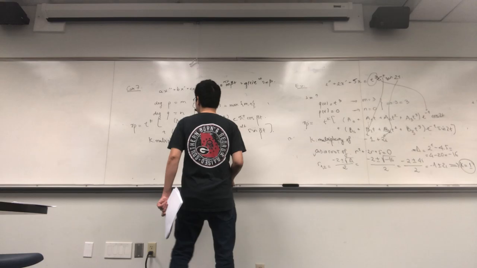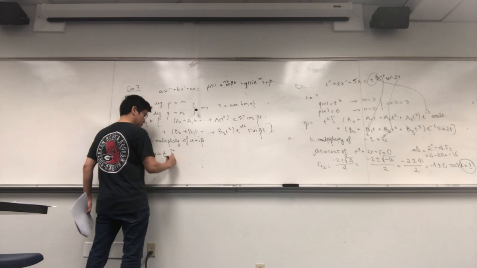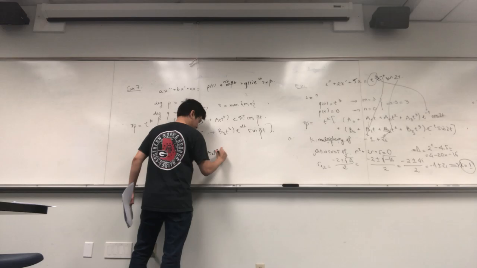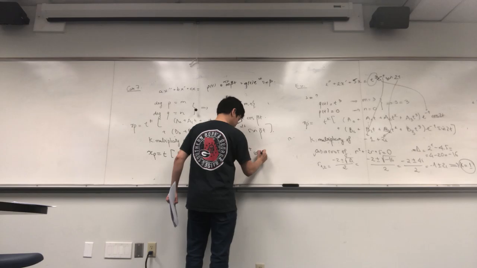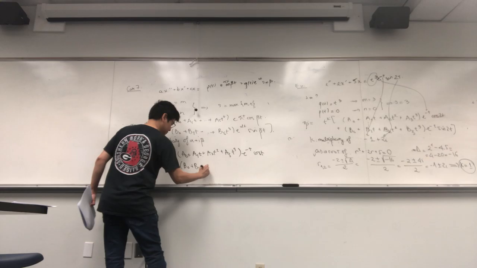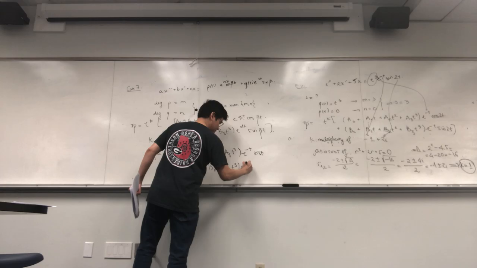Alright, so which means that in this case xp will be t times (a0 plus a1t plus a2t squared plus a3t cubed) e to the power minus t cosine t plus (b0 plus b1t plus b2t squared plus b3t cubed). Alright?